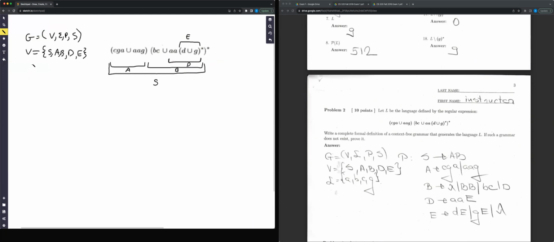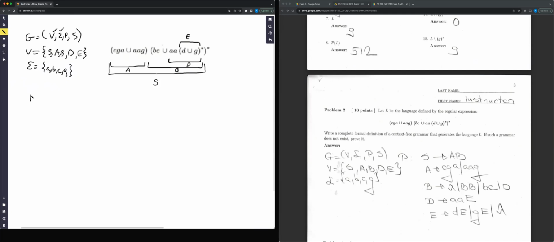Okay, so we defined V, and now let's define E, sigma. I'll get to that. So now how do we say what sigma is? Well, sigma is just whatever characters we see. We see an A, we see a B, we see a C, we see a G. So it's just A, B, C, G. And then we have that done.